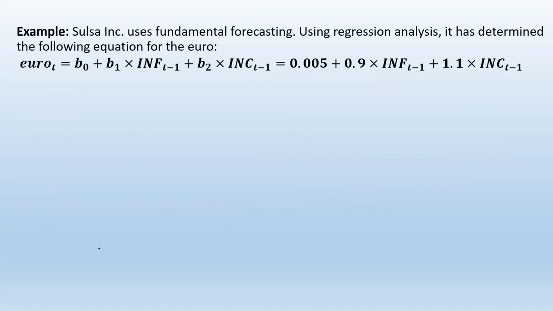So here is one example. This sell side firm uses fundamental forecasting and regression analysis. It has determined the following model. The euro's percentage change is determined by a constant number plus the inflation differential in the previous quarter plus the income differential in the past quarter. They found that the coefficient on the previous quarter's inflation differential is 0.9, and the coefficient on the previous quarter's income level differential is 1.1.